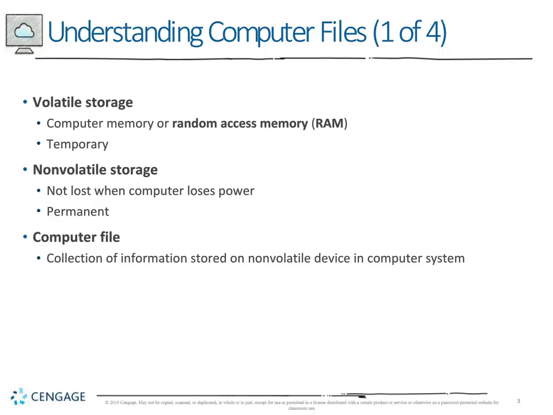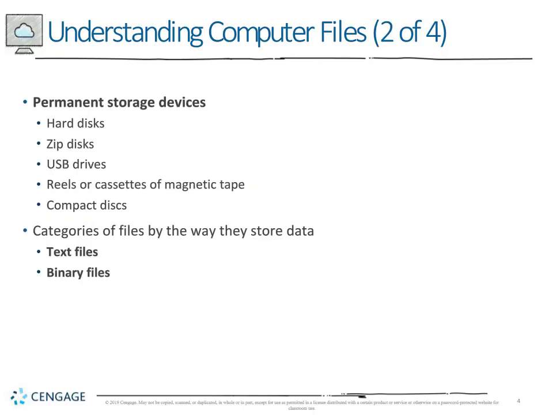Permanent storage, on the other hand, is not lost when a computer loses power. It's non-volatile. When you write a Java program that saves to a disk, you are using permanent storage. Files exist on permanent storage devices such as a hard disk, zip disk, USB drives, magnetic tape, or compact disks. Computer files are the electronic equivalent of paper files often stored in a file cabinet in an office.